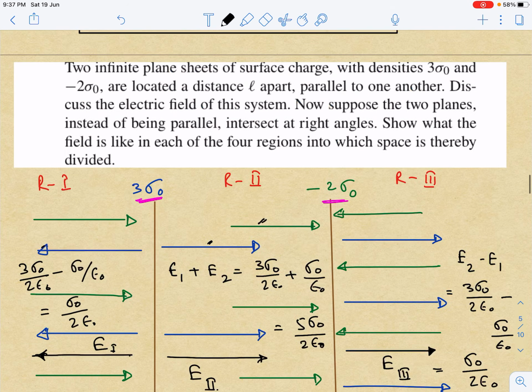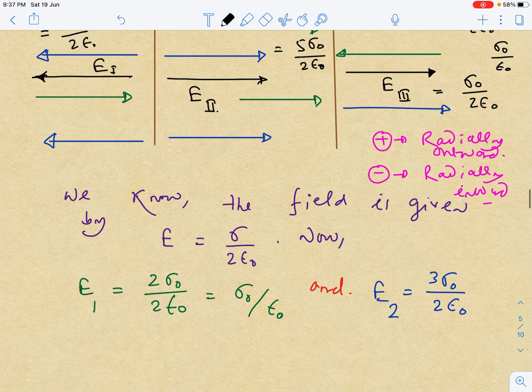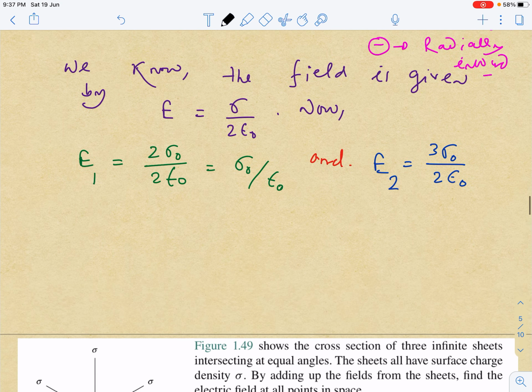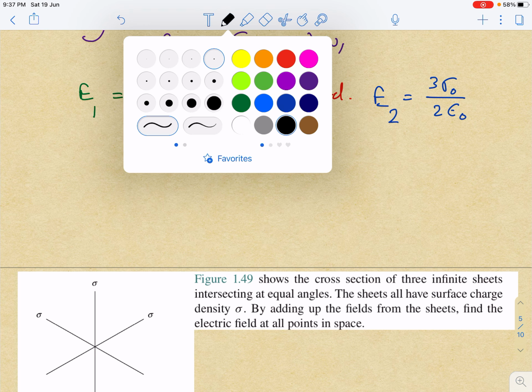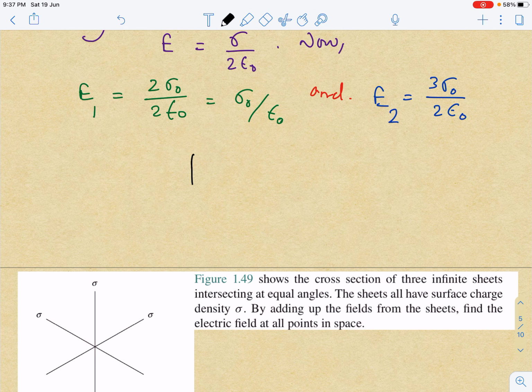If I have to give a representative diagram, then the diagram will look like this. This is the plate with plus 3 sigma naught, and this is the plate with minus 2 sigma naught. So here we have the field in this direction.